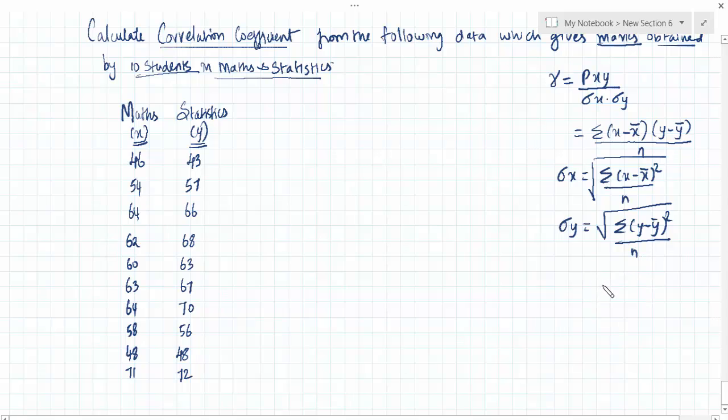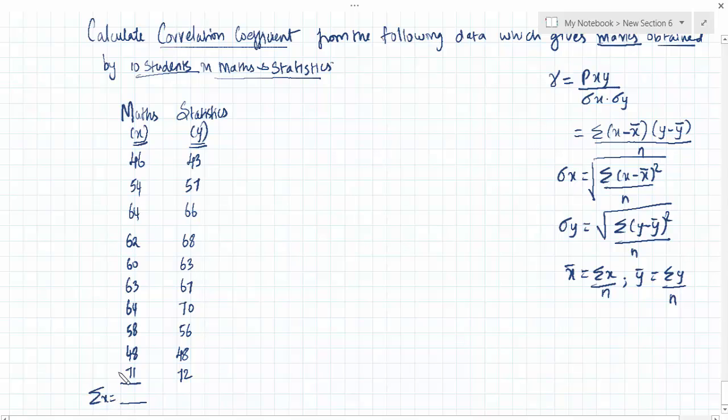So it means we have to find out what is x bar, and what is y bar. And what is x bar, what is y bar? x bar is nothing but summation of x by n, y bar is summation of y divided by n. So first let's find summation of x. That is, we have to total here. If we total this, we will get summation of x.